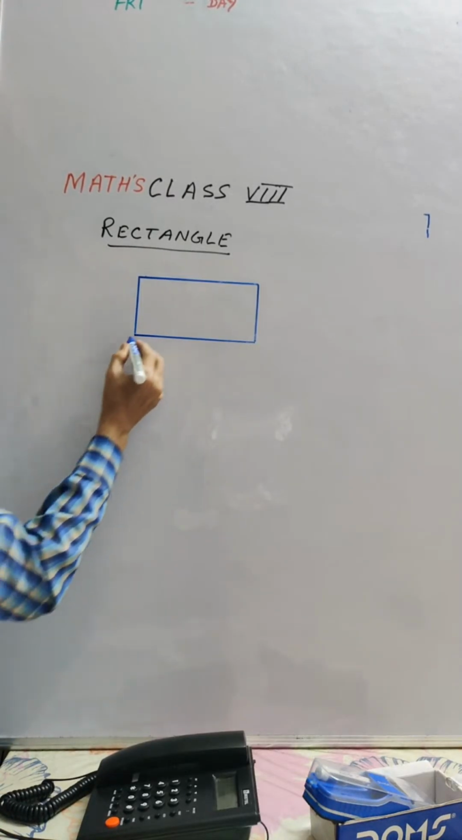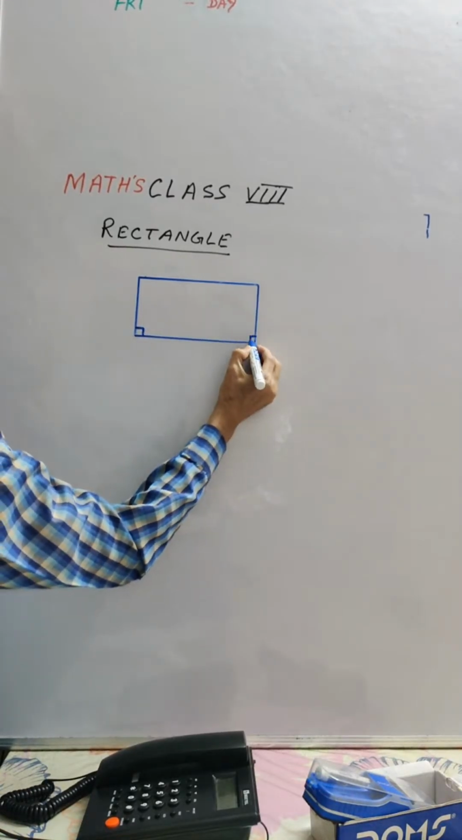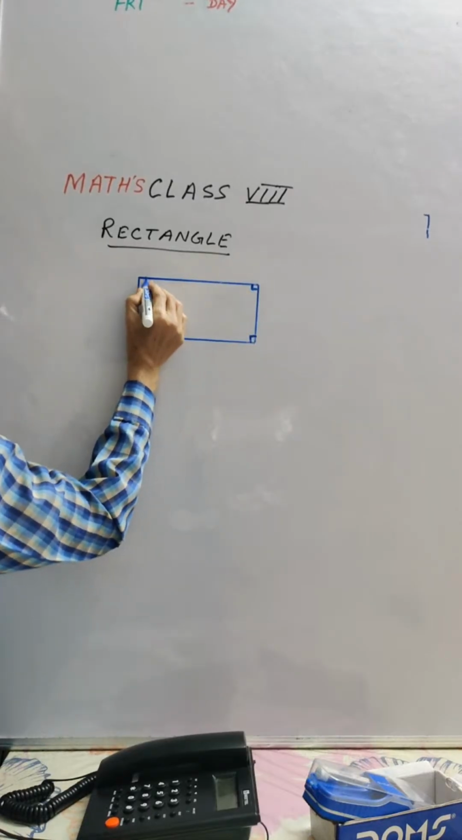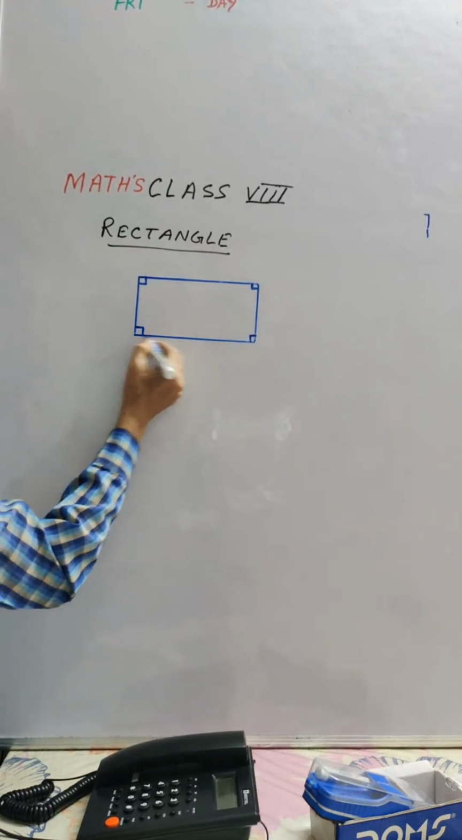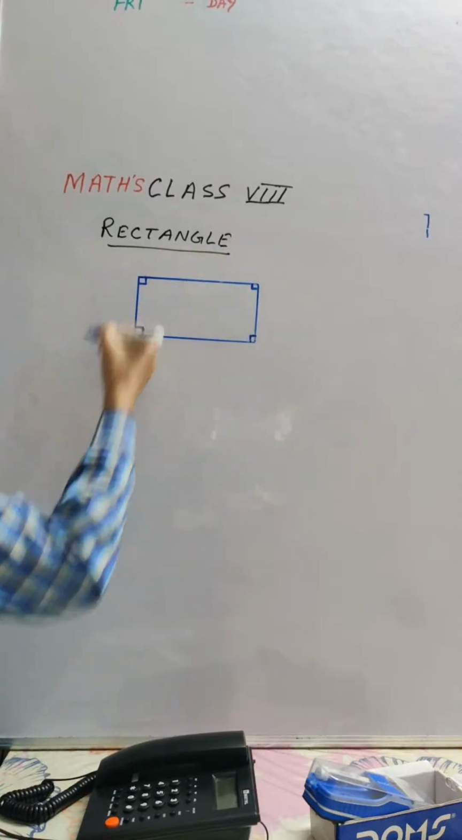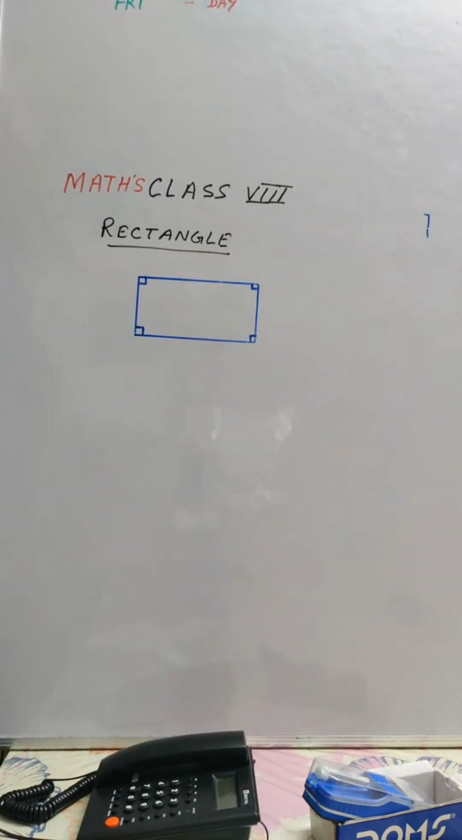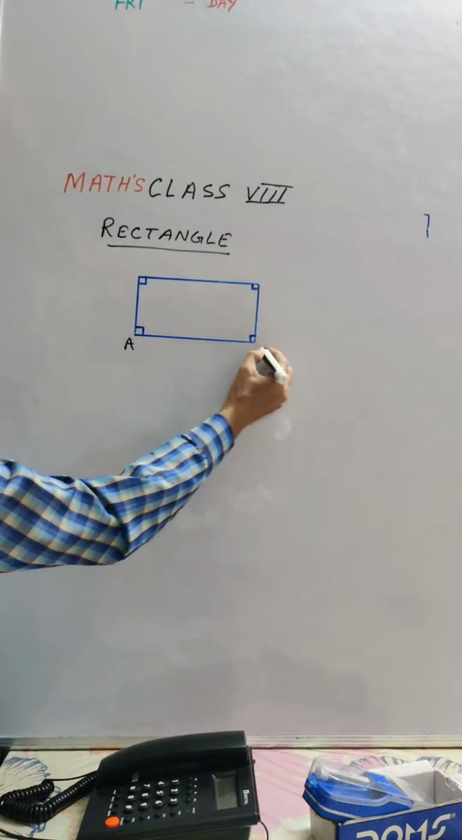This is a right angle, this is also a right angle, this is also a right angle, this is also a right angle. It follows all the properties of parallelogram, including that all the adjacent angles are right angles. All the angles are right angles. That is why it is called rectangle. Each angle of a rectangle is a right angle. A rectangle is a parallelogram in which every angle is a right angle.